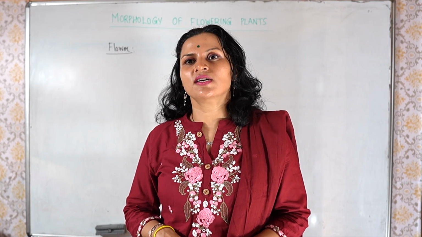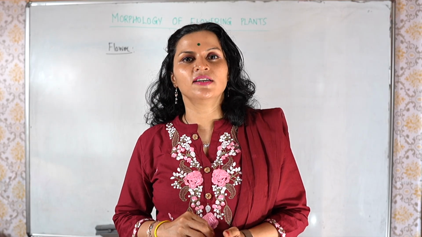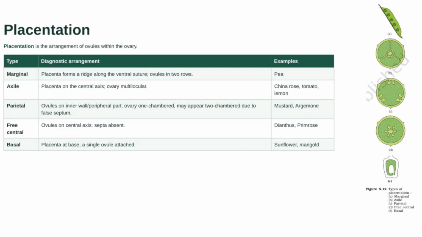Definition of placentation is the arrangement of ovules inside the ovary depending on the location of the placenta. The first one is called the marginal placentation, wherein the placenta forms a ridge along the ventral suture of the ovary and the ovules are borne on this ridge in 2 alternate rows.